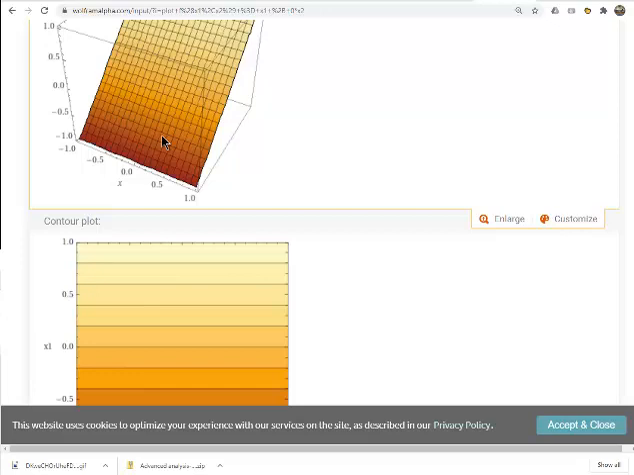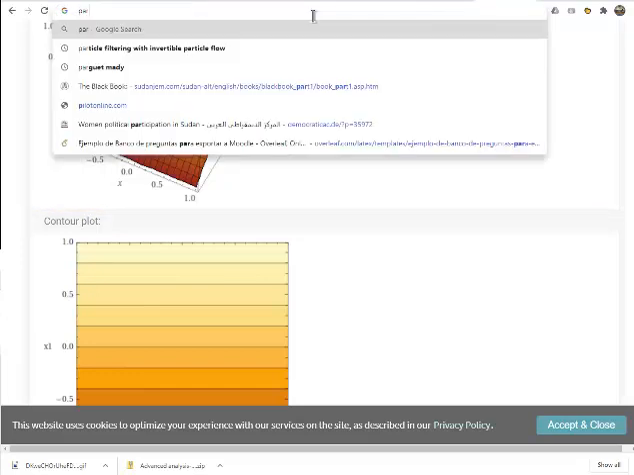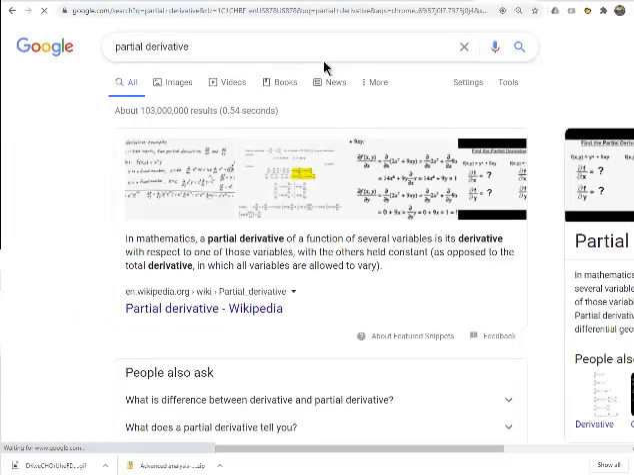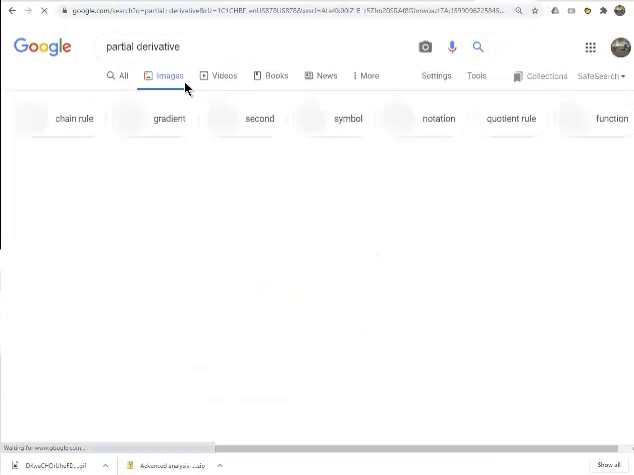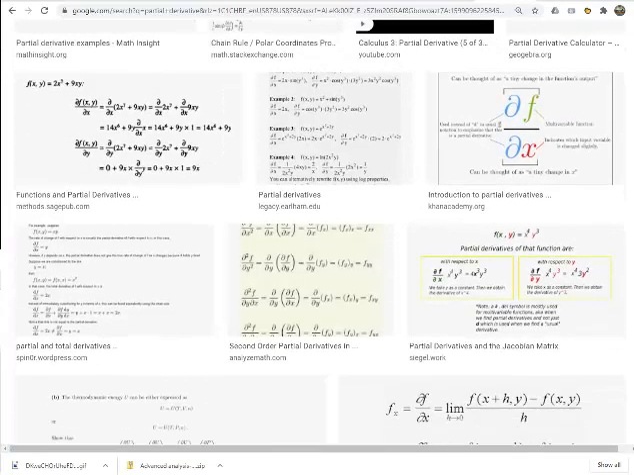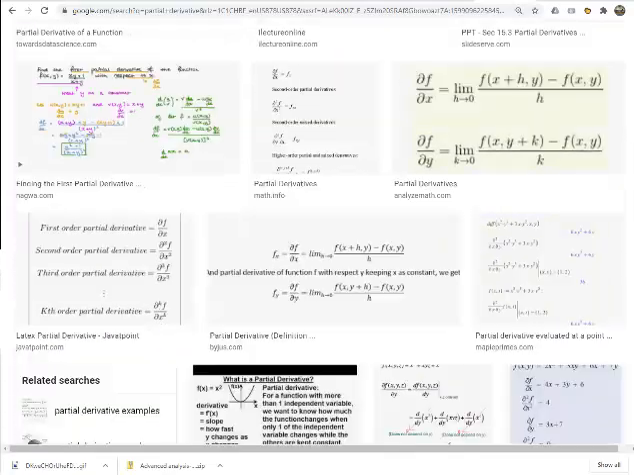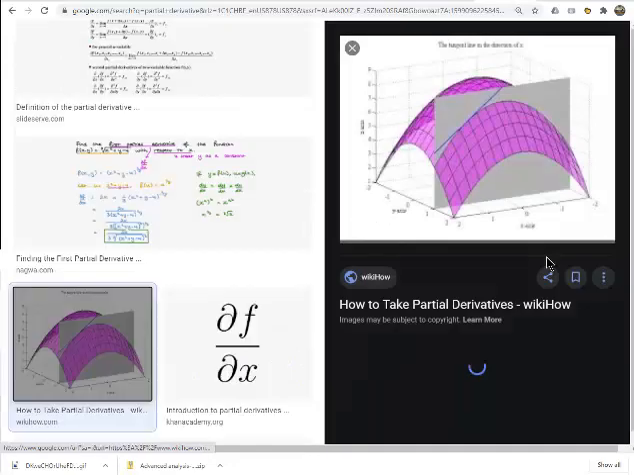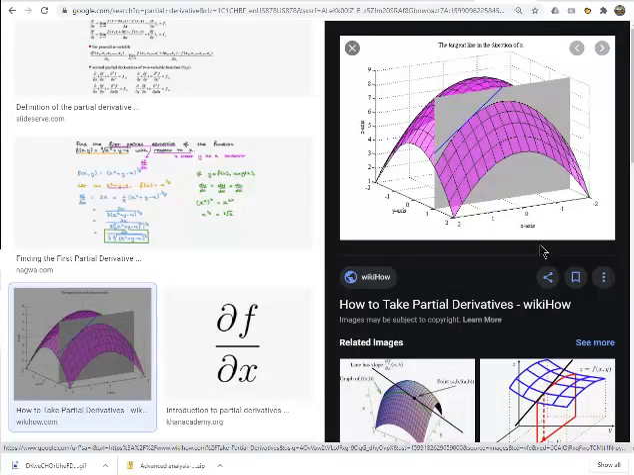So that's kind of a basic intuition about partial derivatives. I don't know, maybe if I look up partial derivative on Wikipedia. Actually, let's look at images. I want a graph. I want a picture. All right, here. This is a nice picture.